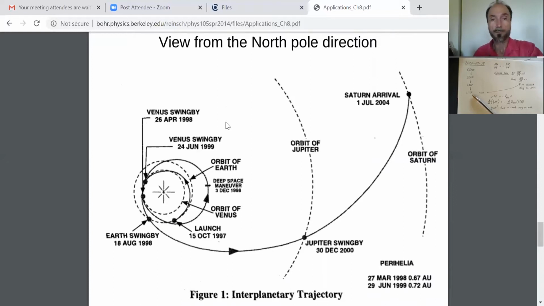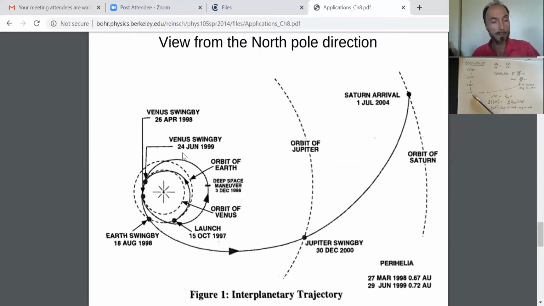This is crucial. So this is an interplanetary trajectory. We have the orbit of Venus. This particular spacecraft had a Venus swing-by on April 26th of 1998, the first Venus swing-by. All of this was carefully planned out. We swing by Venus, we pick up some kinetic energy. This is profitable for the spacecraft. Then we come back June 24th of the following year, 1999, and swing by again. It just keeps getting better with these carefully planned maneuvers.